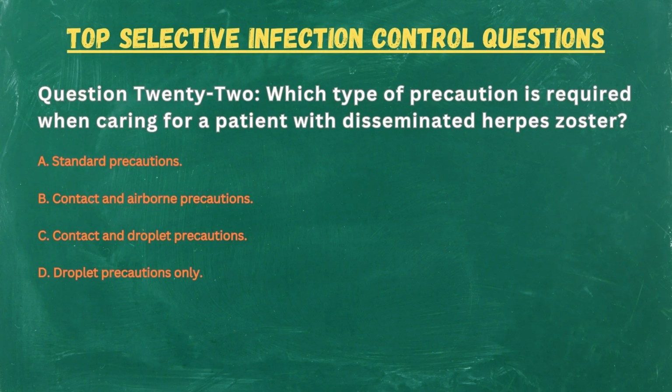Question 22. Which type of precaution is required when caring for a patient with disseminated herpes zoster? A. Standard precautions. B. Contact and airborne precautions. C. Contact and droplet precautions. D. Droplet precautions only. Answer. B. Contact and airborne precautions.